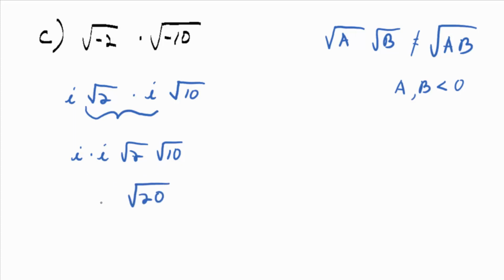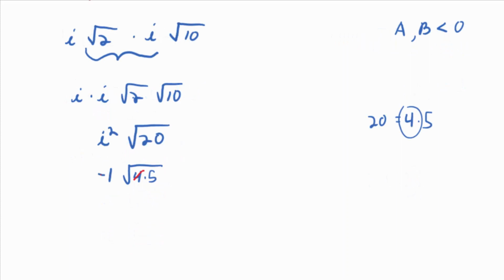What is i times i? i squared. So i squared is -1. And also we should simplify root 20. So 20 is 4 times 5, right? So you can pull out a square root of 4, or 2. So this is going to simplify to be -1 times the square root of 4 times 5. But you can pull out a factor of 2, square root of 4. What's -1 times the square root of 4? It's -2. So you get -2 root 5 is your answer.